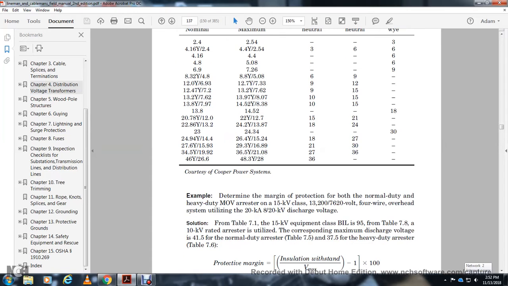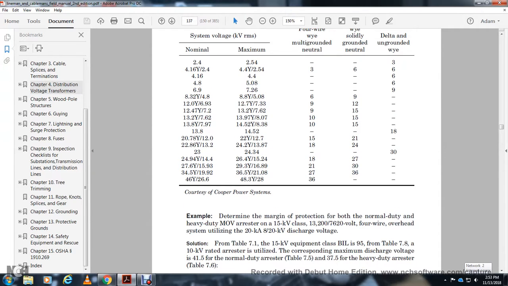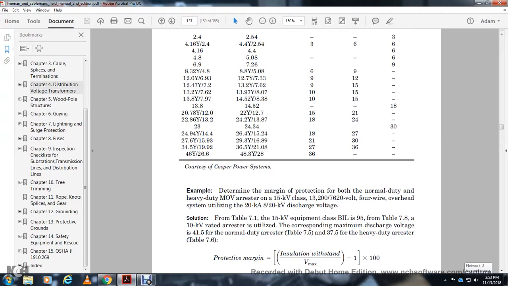Alright, determine the margin for both the normal duty and heavy duty MOV arrester for the 15 kilovolt class with the 13,200 over 7,620 volt 4-wire overhead system, utilizing the 20 kiloamp 8/20 discharge voltage. Solution: from Table 7-1, the 15 kilovolt equipment class has a basic insulation level of 95. From Table 7-8, a 10 kilovolt rated arrester is utilized with the corresponding maximum discharge voltage: 41.5 for the normal duty arrester, Table 7-5, and 37.5 for the heavy duty arrester, Table 7-6.